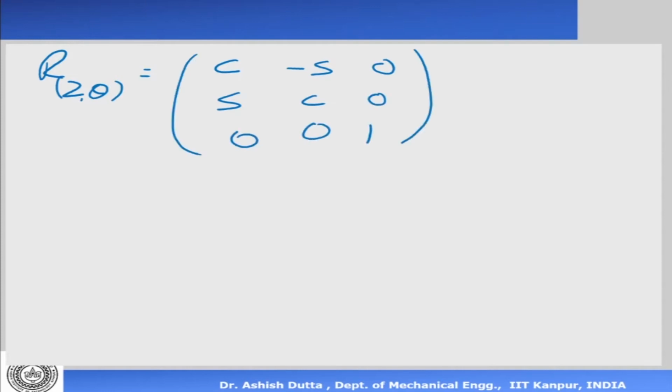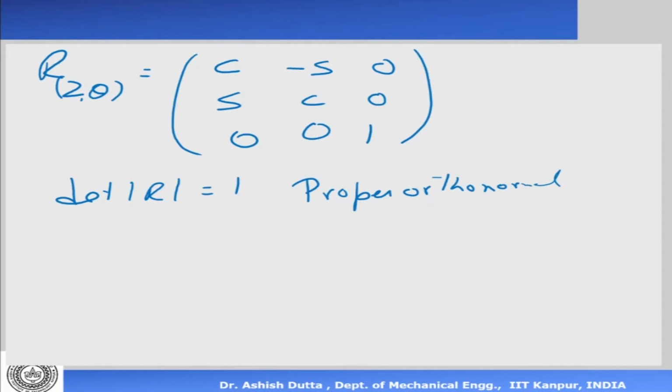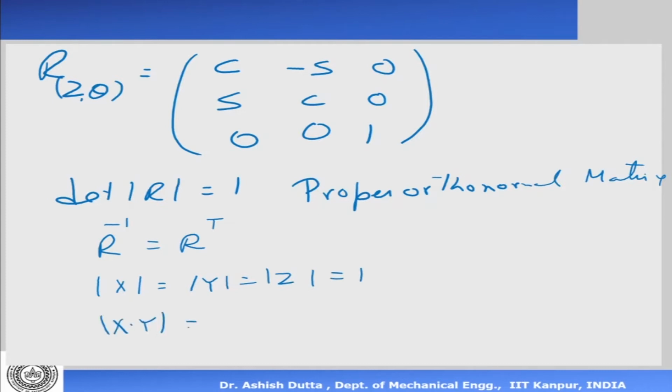We also looked at the various properties of this matrix, which means that the determinant of this matrix R is equal to 1 and it's a proper orthonormal matrix. Because it's a proper orthonormal matrix, the inverse of R is equal to R transpose. Apart from this, it has the properties that the magnitude of the x column, y column, and z column are equal to 1, and the dot product of x dot y is equal to x dot z is equal to y dot z is equal to 0.